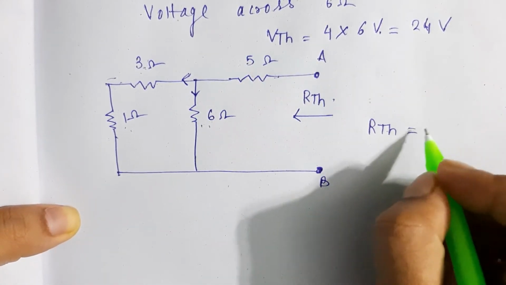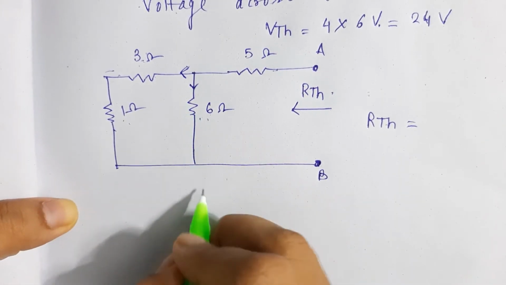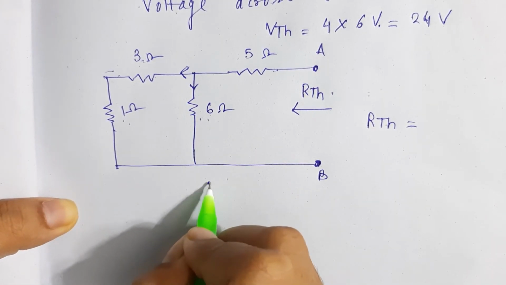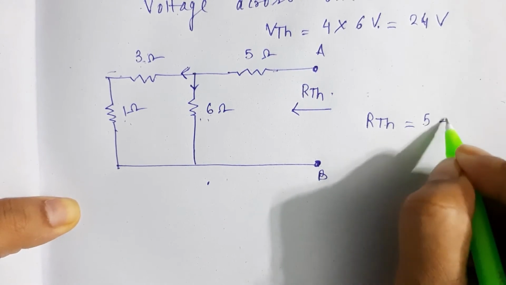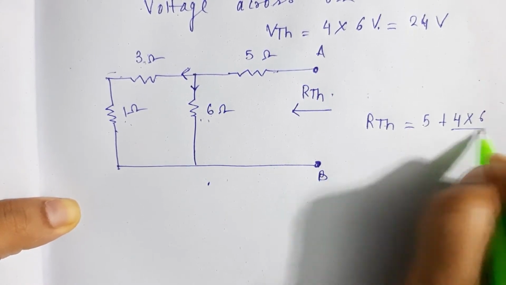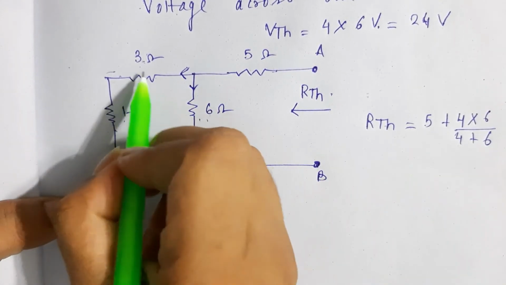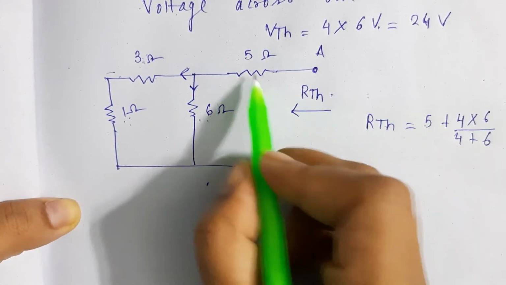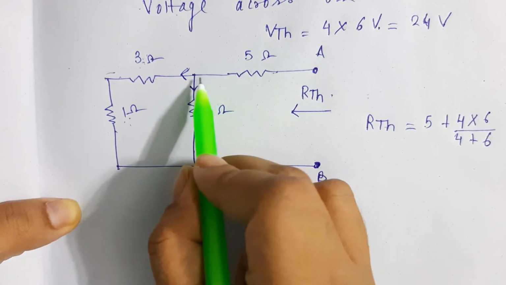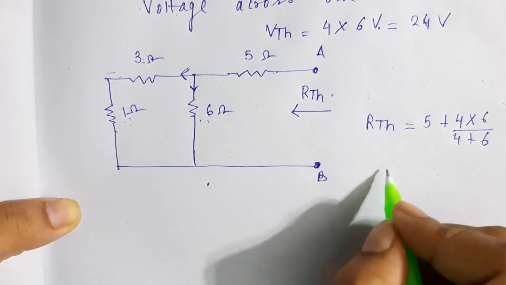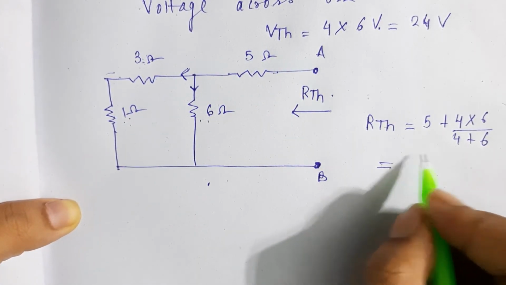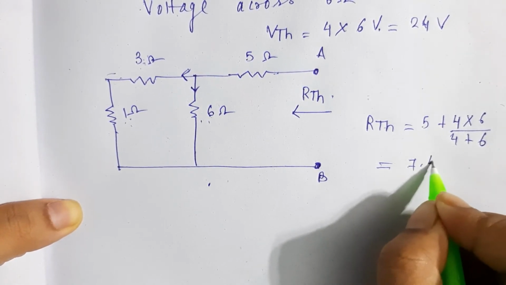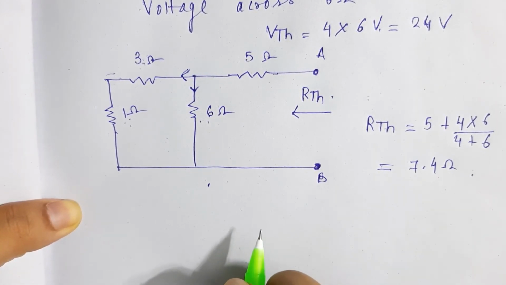So let me write it clearly first. For this one it will be 5 plus 4 into 6 over 4 plus 6, because 3 and 1 are in series, this is parallel with the 6 ohm, and then the 5 ohm is in series with this. Calculated, it will come as 7.4 ohm.